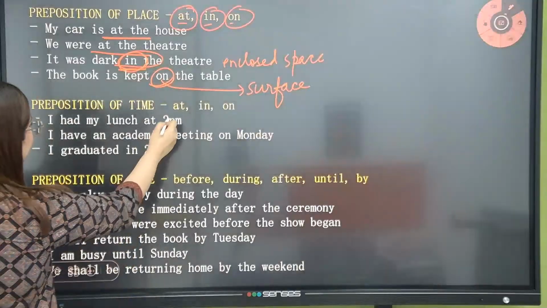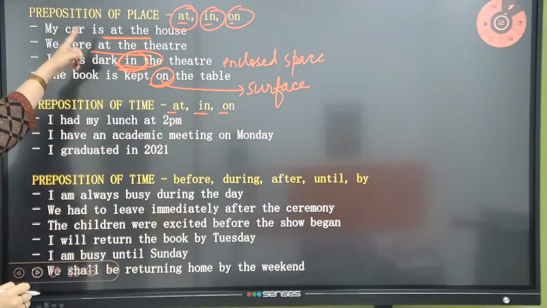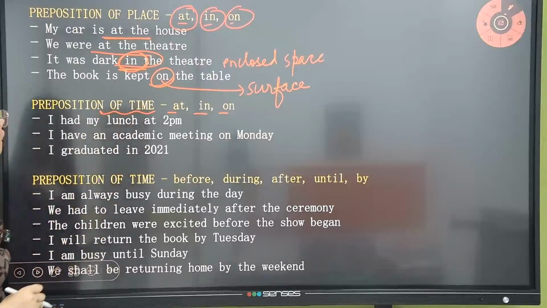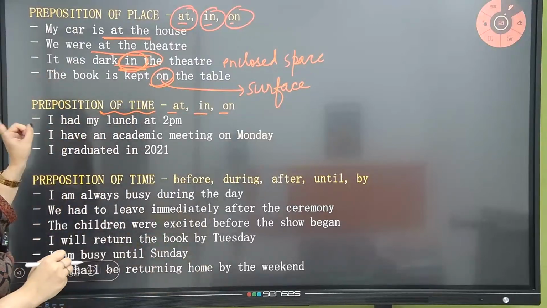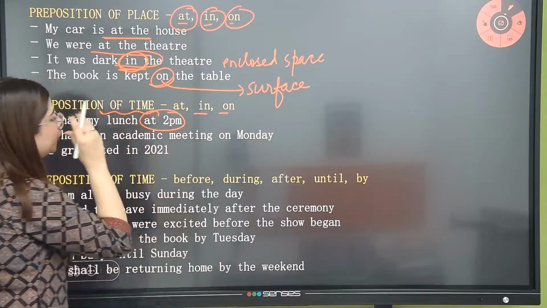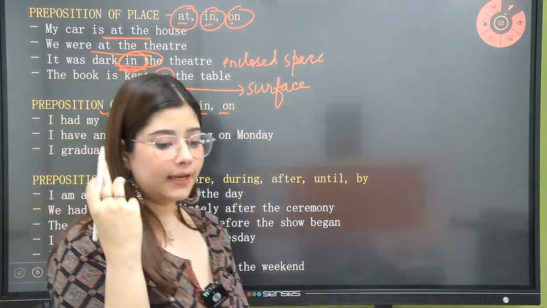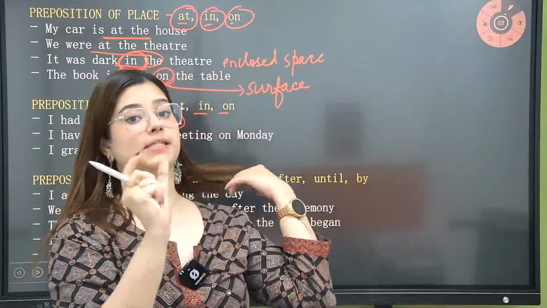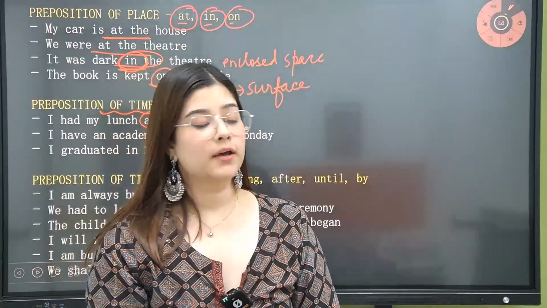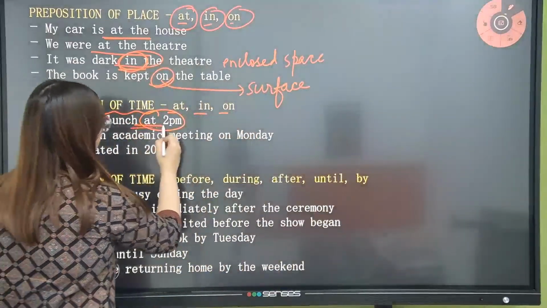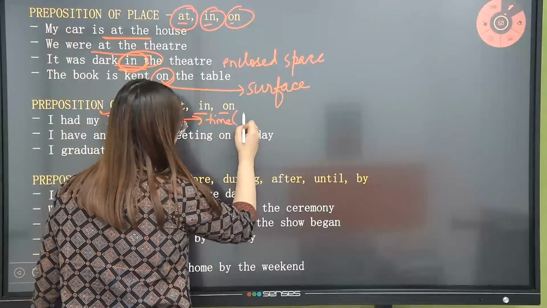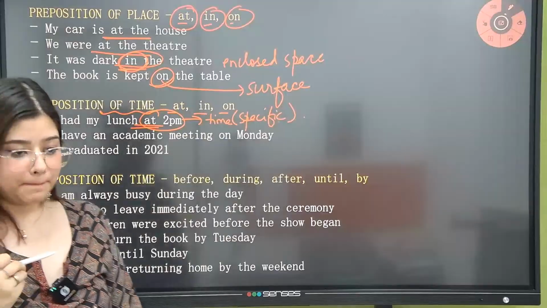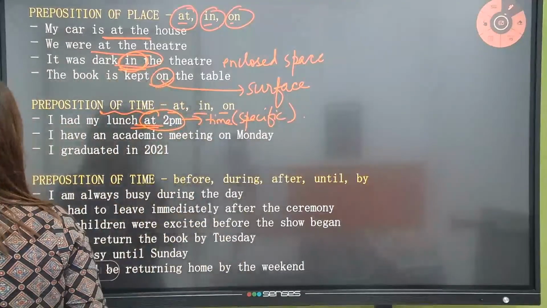Next, at, in, and on can be used as prepositions of place. They can also be used as prepositions of time. I had my lunch at 2 p.m. I will meet you at 6 p.m. So whenever we are talking about a specific time of doing something, we tend to use at.